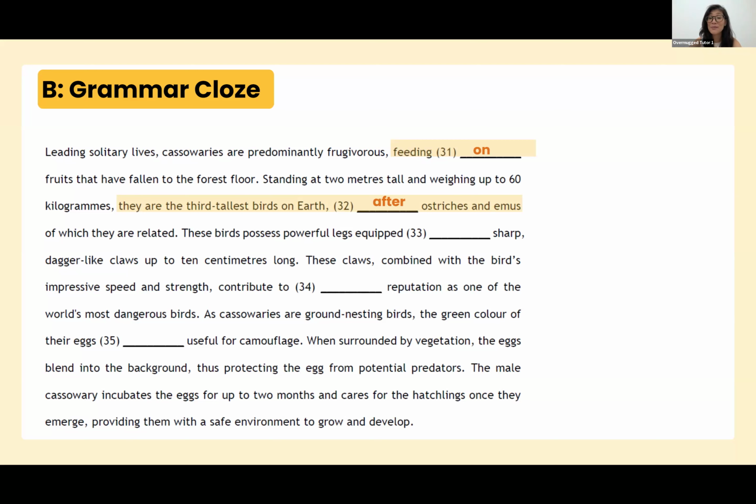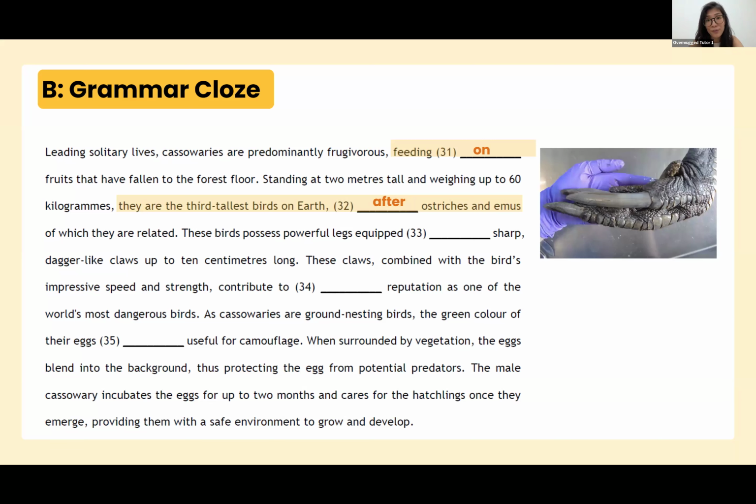Question number 33, I have something interesting to show you. Now, these birds possess powerful legs equipped blank sharp dagger-like claws that are up to 10 cm long. So if you think about it, imagine your nails growing to 10 cm and it is sharp. And this is exactly what a cassowary's feet look like. You'll notice it really is quite similar to that of a dinosaur, right? So the phrase equipped has to be equipped with.